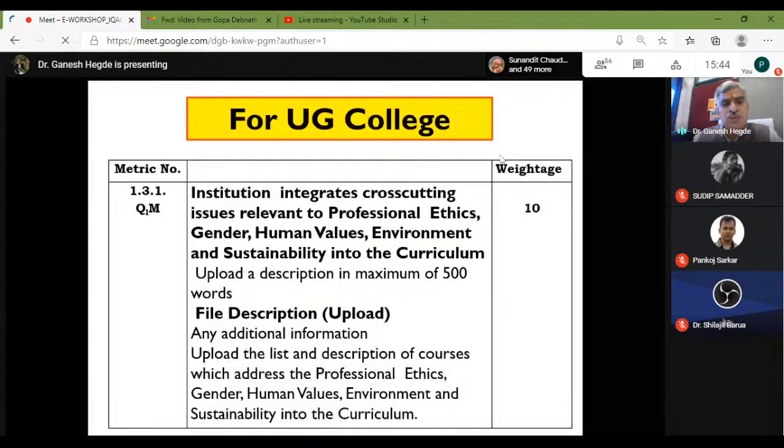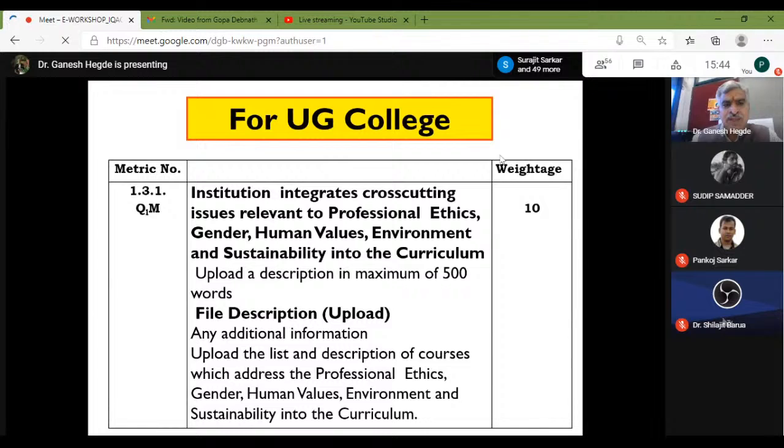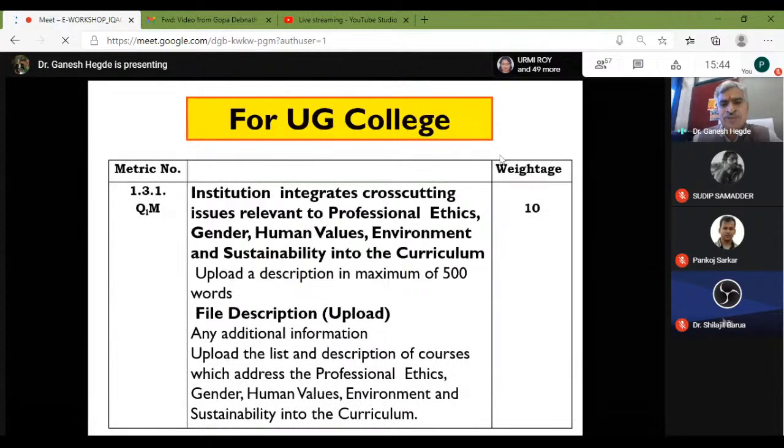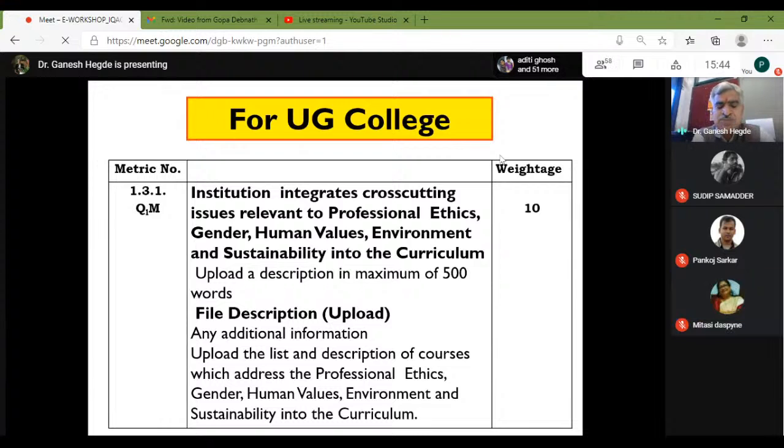I will come to 1.3.1, which is a qualitative metric, where the peer team will validate these metrics. The institution integrates cross-cutting issues relevant to professional ethics, gender, human values, and environmental sustainability. As per the Supreme Court order, you need to have environmental sustainability. You need to have some value-added courses. You need to have something on gender, programs, professional ethics. You need to have research ethics also.